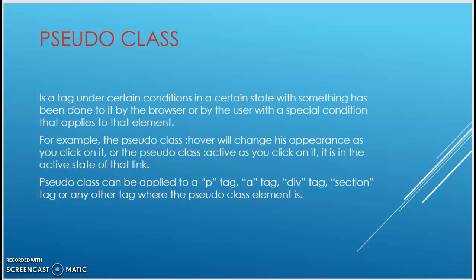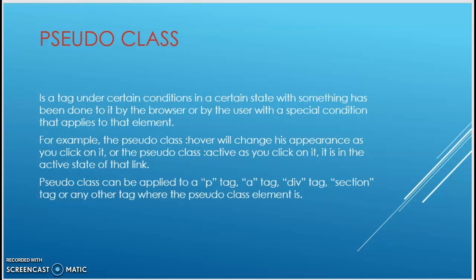First of all, let me start by describing what a pseudo class is. A pseudo class applies under certain conditions, in a certain state, when something has been done to it by the browser or by the user, with a special condition that applies to that element. For example, the pseudo-class hover will change its appearance as you hover over it. Or the pseudo-class active is the active state of a link as you click on it.